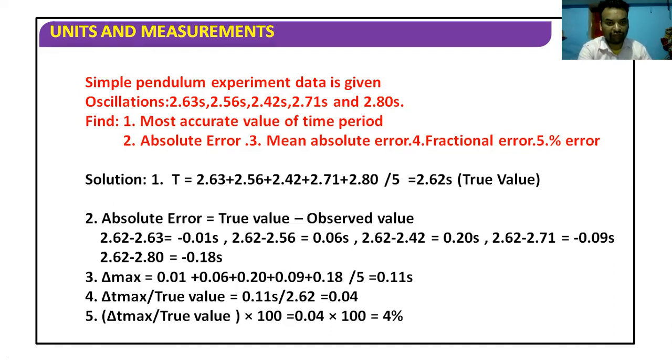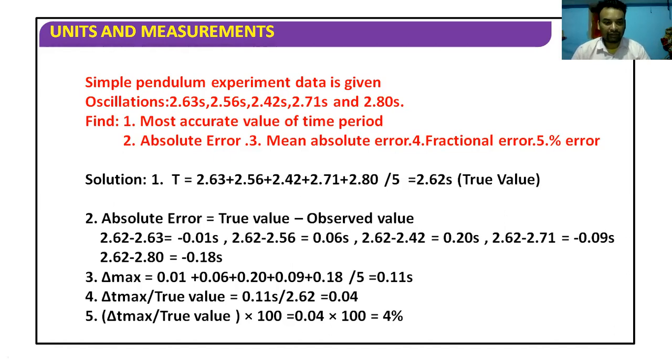So we have these 5 readings, and we take the average of these 5 readings, dividing by 5, and you will get the mean value of the time period. It is 2.62. You see 2.62 is not present in our observations, but when we take the mean of all these 5 values, we divide by 5. If 10 observations are there, divide by 10. So here we are getting 2.62 second as the true value. So the first part is clear.